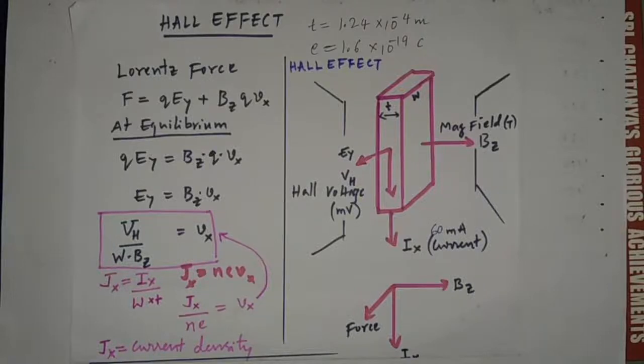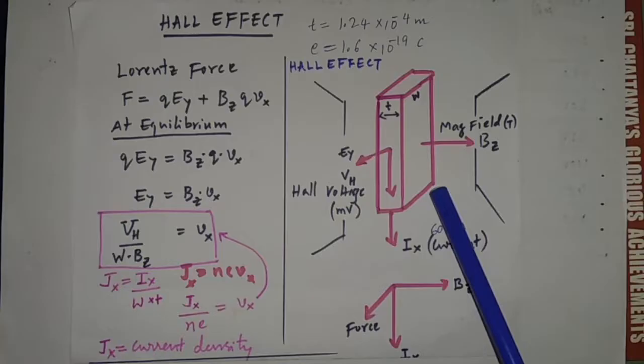Good morning, students. We are going to start an experiment called Hall effect. When a current carrying semiconductor is placed in a transverse magnetic field, it develops a potential difference or voltage, which is called Hall voltage. The direction of the Hall voltage is perpendicular to the direction of the current and the direction of the magnetic field. So here is the schematic of the experimental setup.